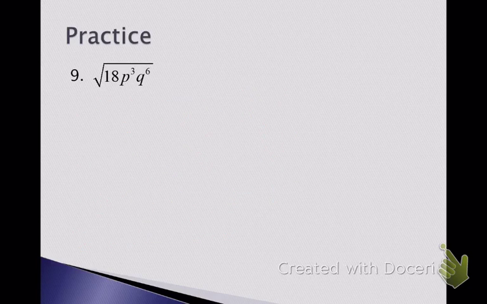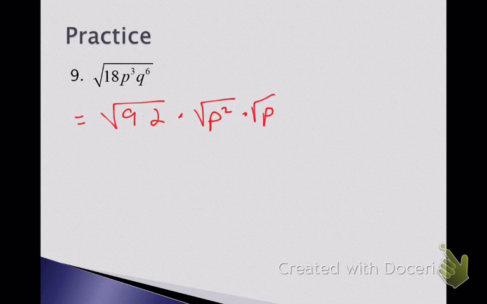Okay? Think about one more. I'll try one more approach to this. Right, so we're going to factor out 18 into 9 times 2. And then we're going to factor out p to the 3rd into a perfect square, which is p squared, times the square root of p. And then we've got the square root of q to the 6th. The square root of 9 is 3, but the 2 has to stay in. The square root of p squared is p.